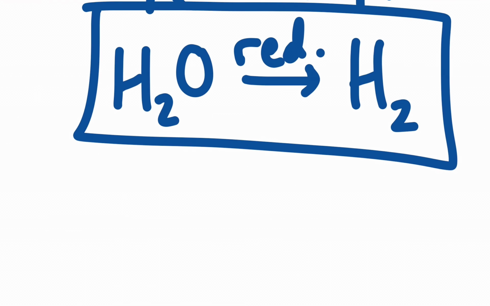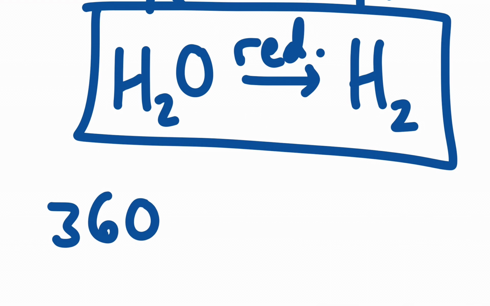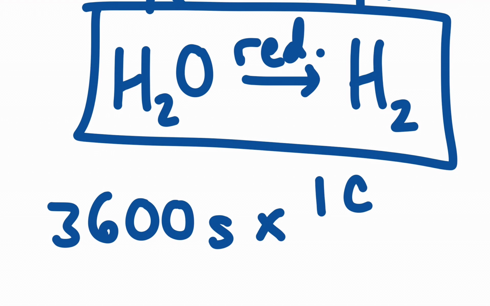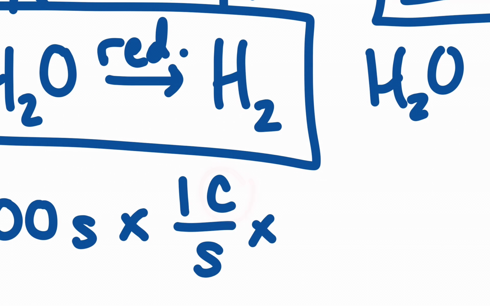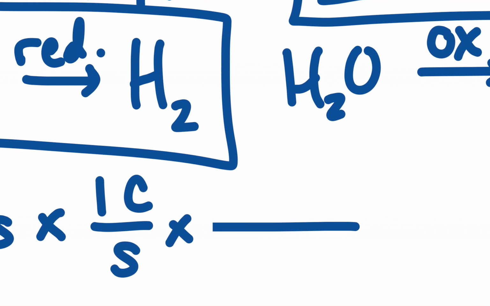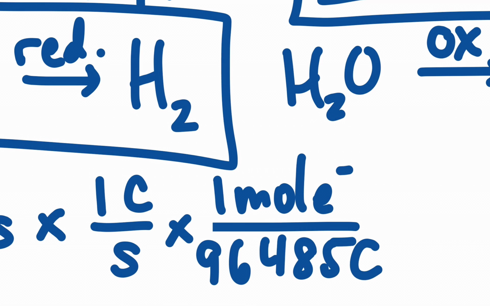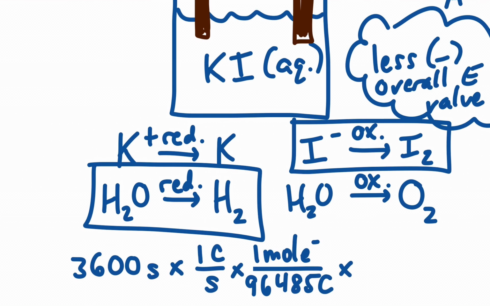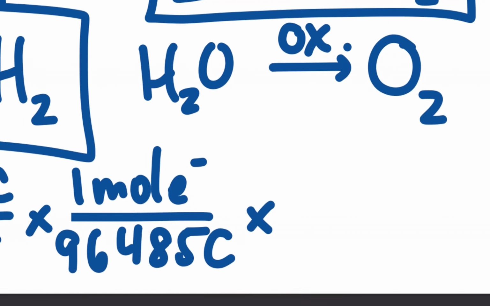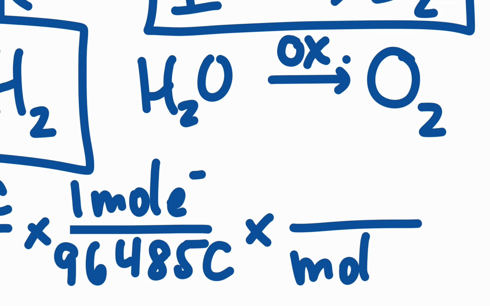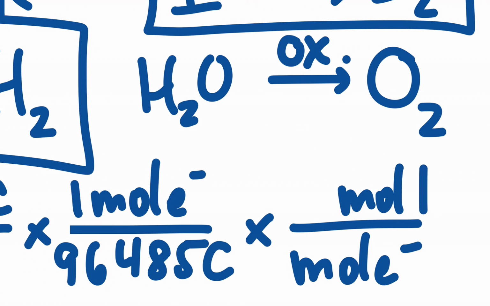So if I was given some amount of time, let's say 3,600 seconds, and I told you that I ran a cell like this with 1 amp, I would say there's 1 coulomb per second, and then I can convert my coulombs into amounts of material by using Faraday's constant. There's 1 mole of electrons for every 96,485 coulombs. And if I wanted to know just how much hydrogen I'm making, I can convert my moles of electrons into moles of H2.